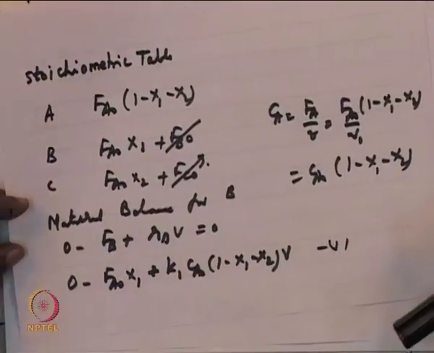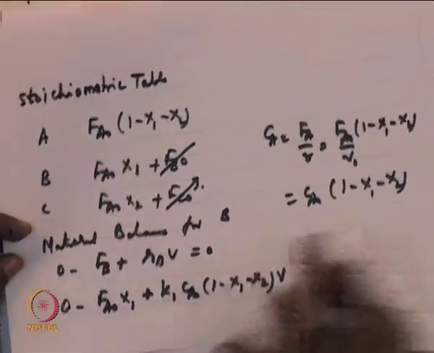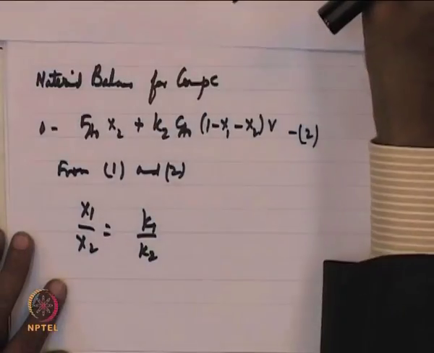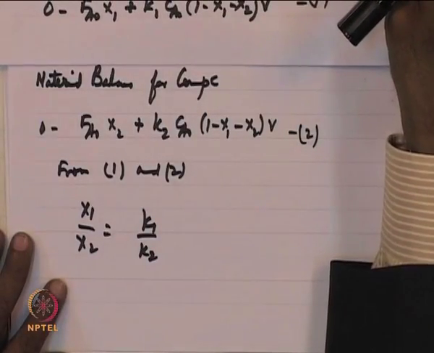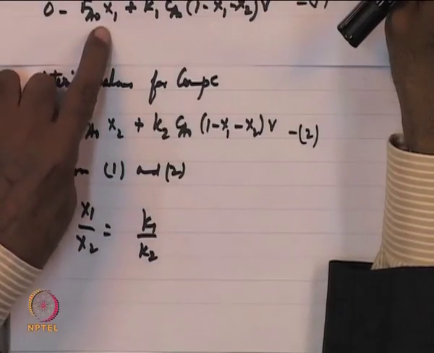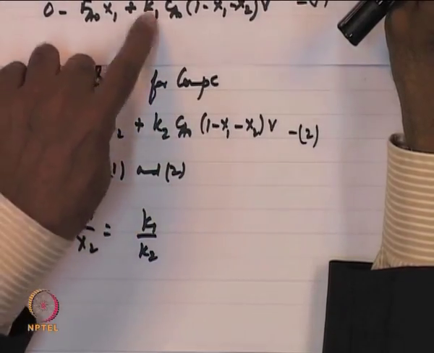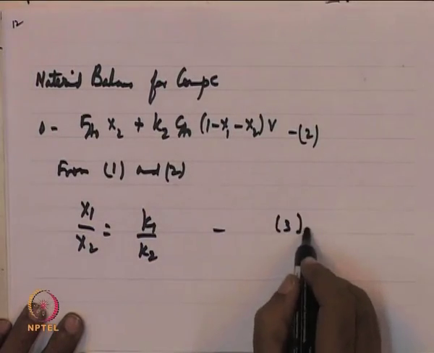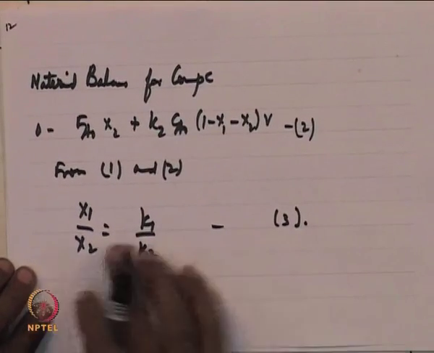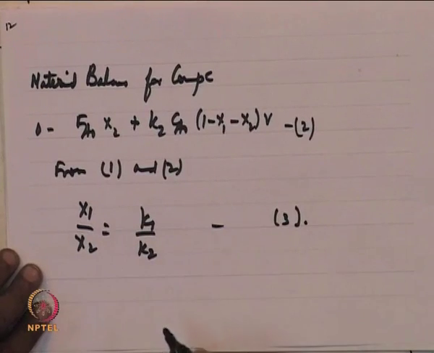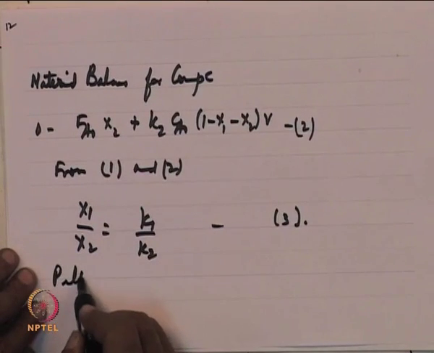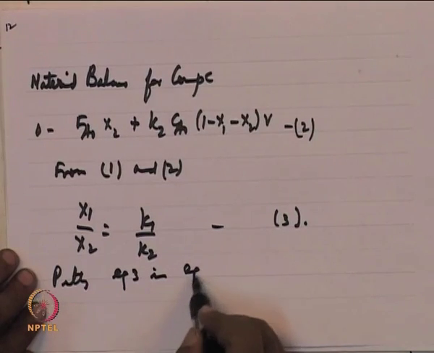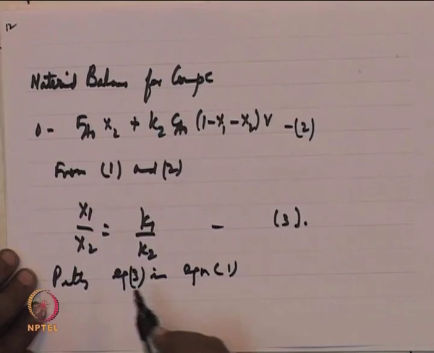Straightforward, if you just look at these two, it is quite obvious. So, X1 divided by X2 is equal to k1 by k2. You can call this equation 3. Now, you can substitute for this relationship in equation 1. Putting equation 3 in equation 1, we get what?